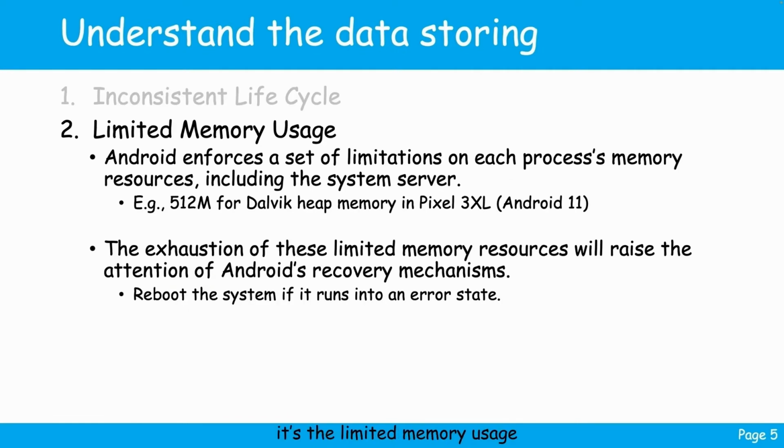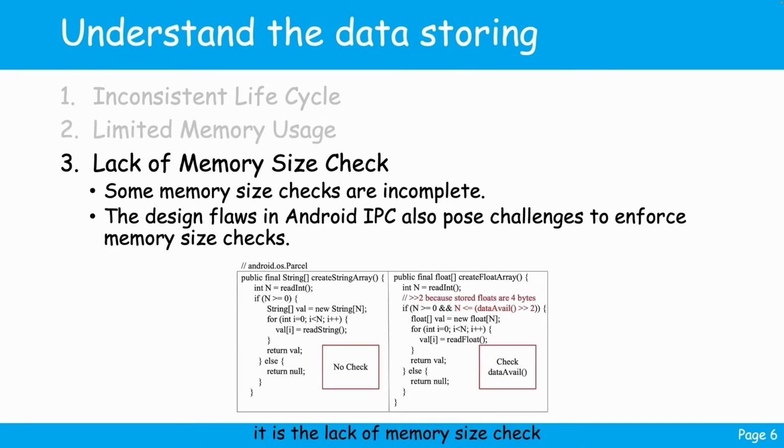Secondly, is the limited memory usage. Android enforces a set of limitations on each process's memory resources, including the system server process. For example, 512 megabytes for dedicated memory in Android 11. The exhaustion of these limited memory resources will raise the attention of Android recovery mechanisms, which are designed to reboot the system if it runs into an error state. As a result, with the capability of exhausting system server memory resources, attackers can control when the system will run into an error state.